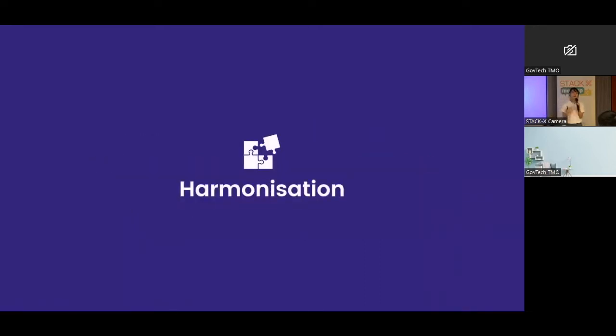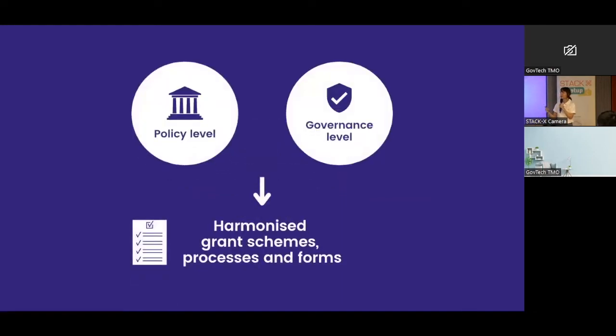So harmonization is our process of identifying synergies across grants, across workflows, consolidating them into a standardized solution that will work for everyone, essentially. And for us, harmonization had to first happen on a policy and governance level, which then enabled us to translate that into having harmonized grant schemes, processes, and forms. Now, as I mentioned earlier, doing this not only enables us to create a consistent and familiar experience for our users, but it also saves us time in building and developing these grants as well.